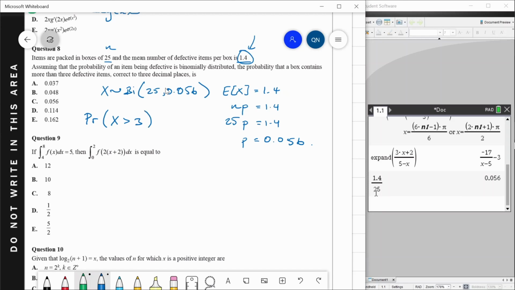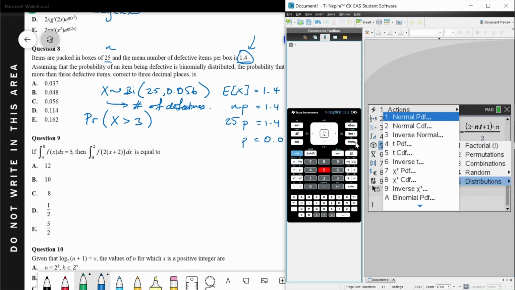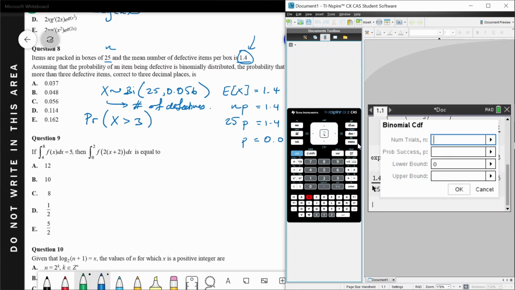So x over here, just to make sure we're clear, x is counting the number of defective items. So that's our random variable x there. So how do we do that? Well, it's just menu 5, 5b. So we want CDF because we're going over a range. Number of trials, 25. Probability of success, 0.056.